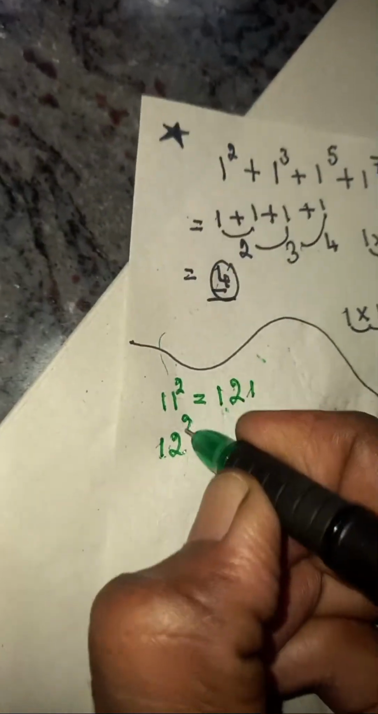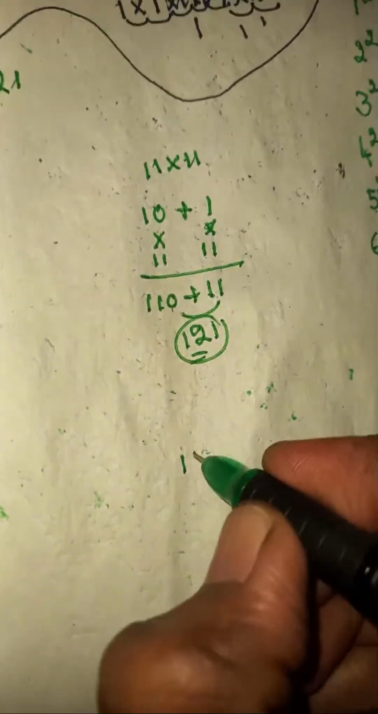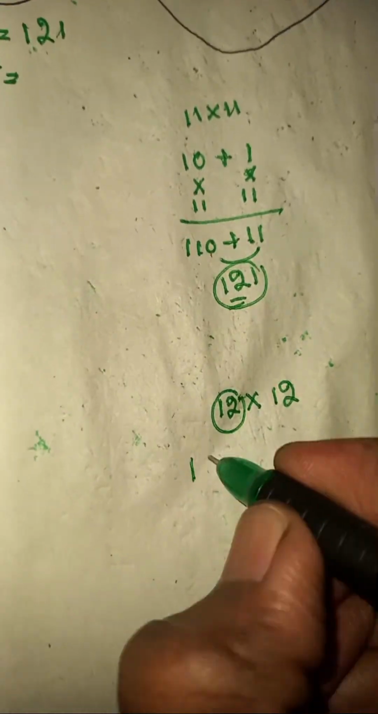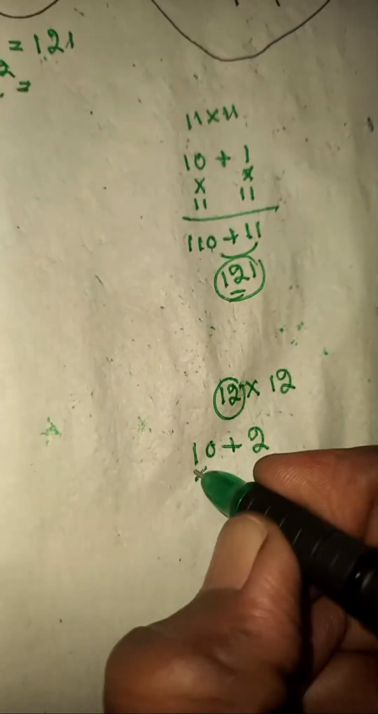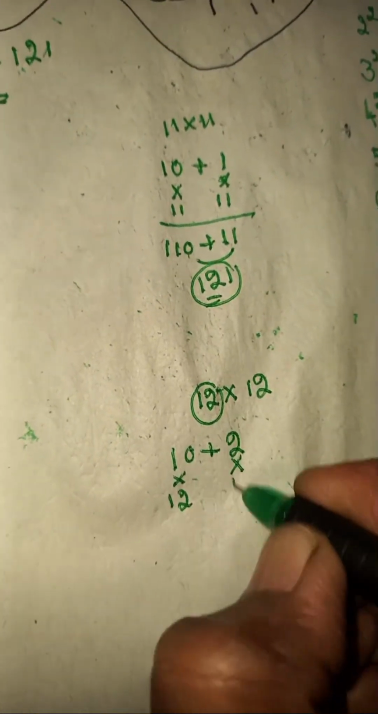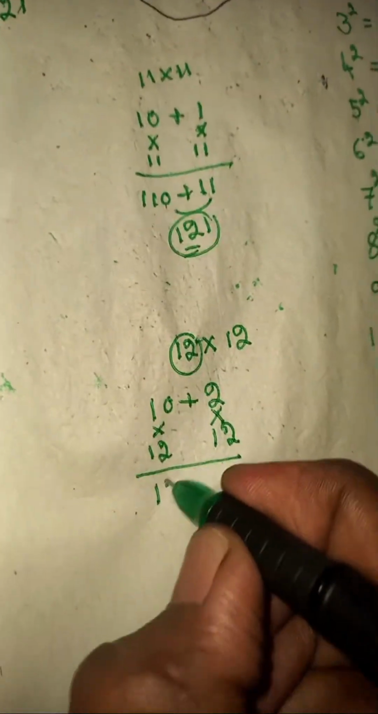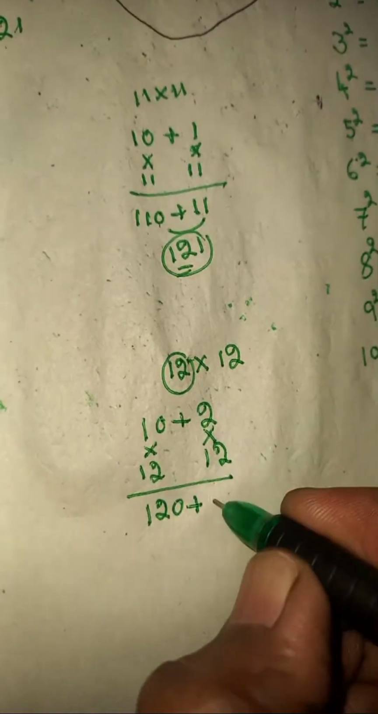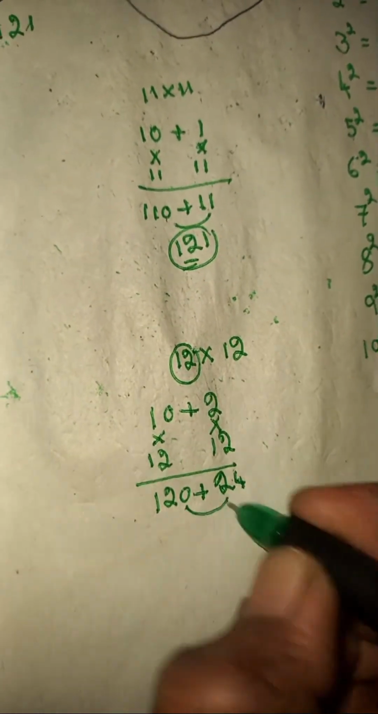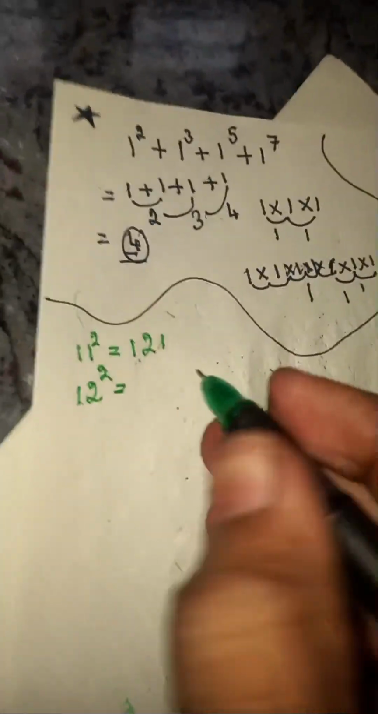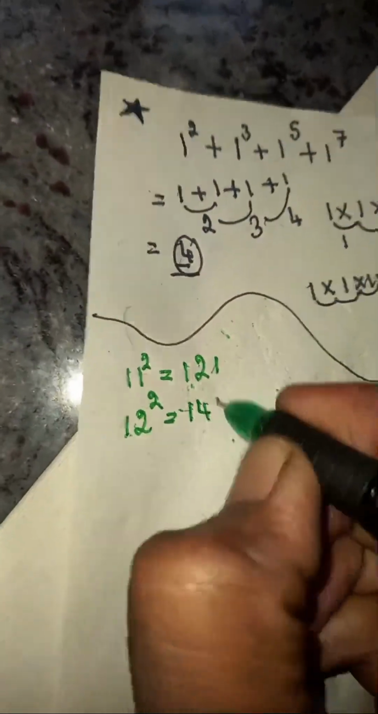And I do 12 square. 12 square means you can do 12 times 12. Here 12 you can split as 10 plus 2. Here also you multiply with 12. 12 times 10 is 120. 12 times 2 is 24. It is 144. This complete number is 144.